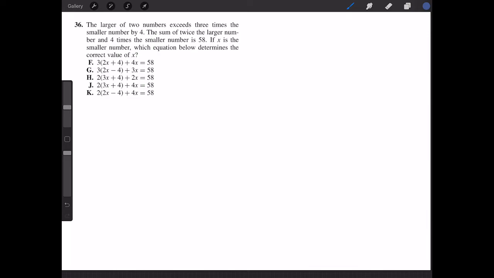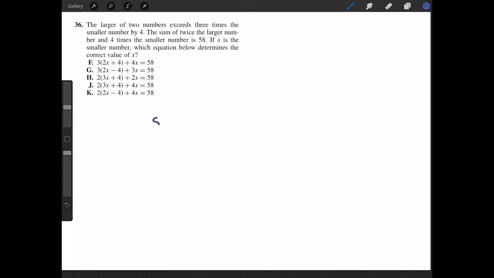Problem 36 reads: the larger of two numbers exceeds 3 times the smaller number by 4. The sum of twice the larger number and 4 times the smaller number is 58. If x is the smaller number, which equation below determines the correct value of x? So this is a very confusing prompt. The wording can very easily confuse you. So this is how I would tackle this prompt.